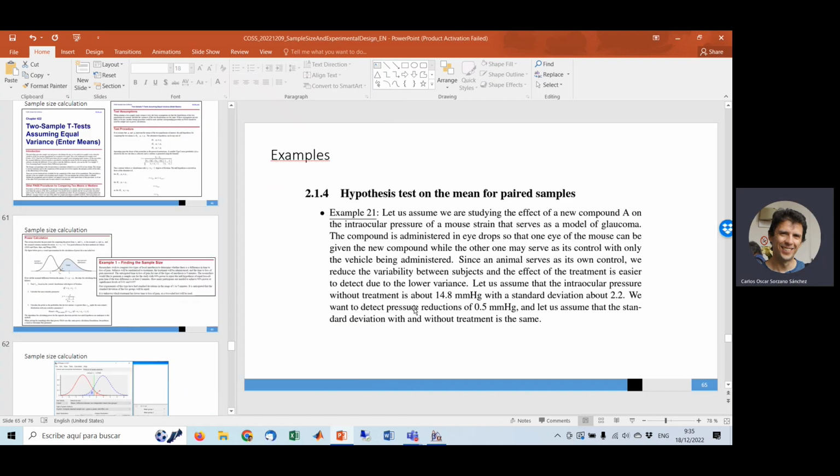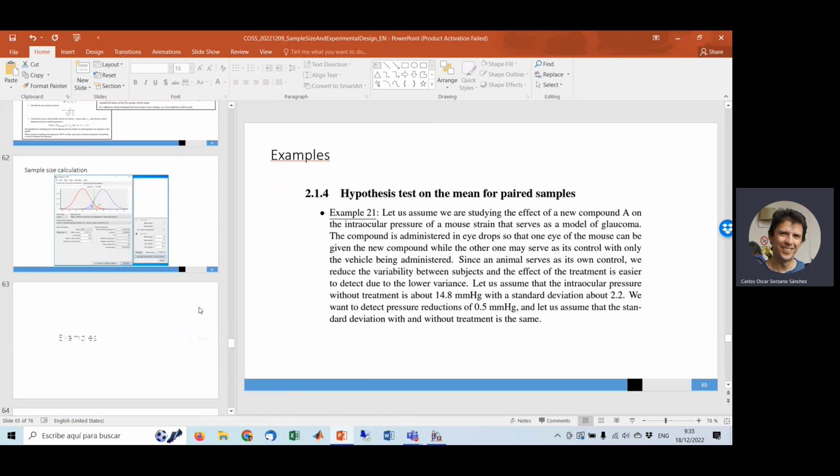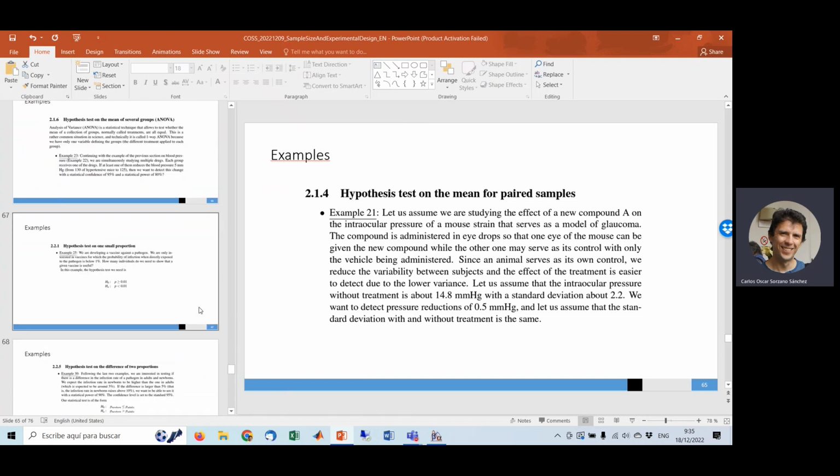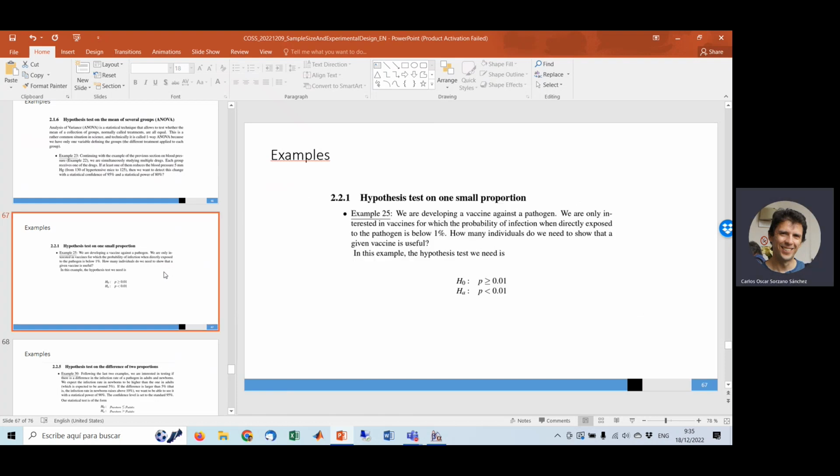Let's go for the next case, and we will not cover all of them that I have prepared here. For small proportions, so let's say that you are developing a vaccine against a pathogen. So you are interested in vaccines for which the probability of infection when directly exposed to the pathogen is only 1%. How many individuals do you need to show that a given vaccine is useful?